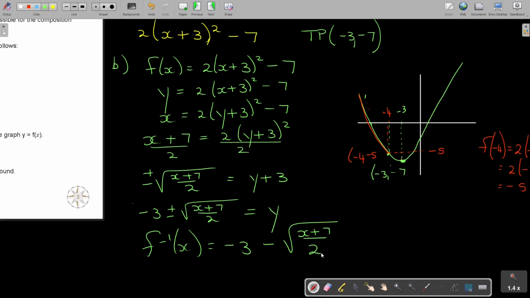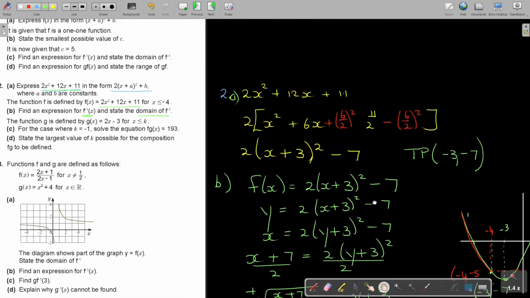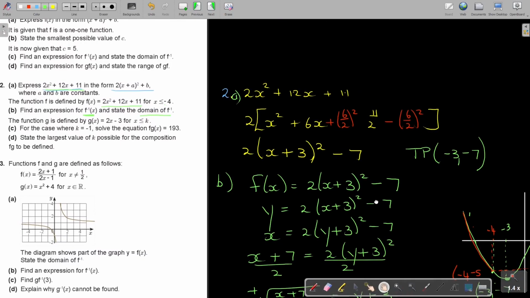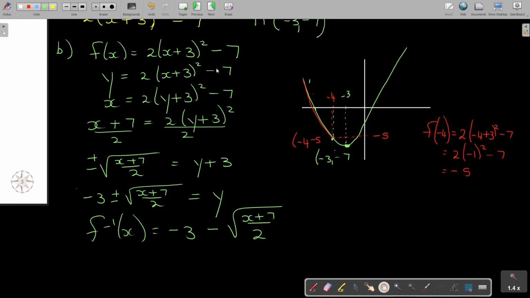That is the function. But now, what did they also ask me? And state the domain of f x. Okay, so basically that was the function. Now, remember, this was f, this is f x. This is the original. Now, the other one is going to be a reflection in the line y equals x. Are you with me? So that point is going to be negative 5, negative 4.